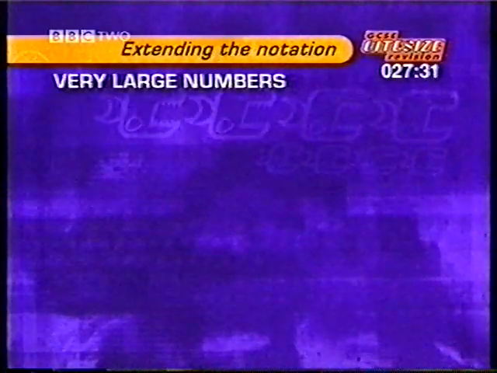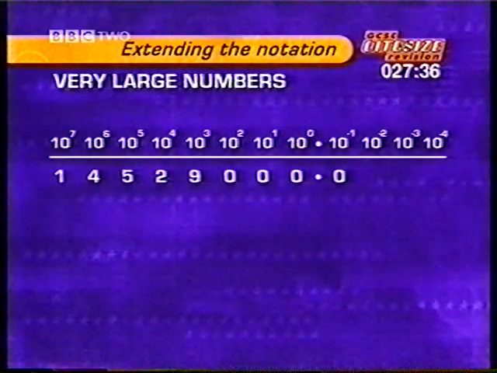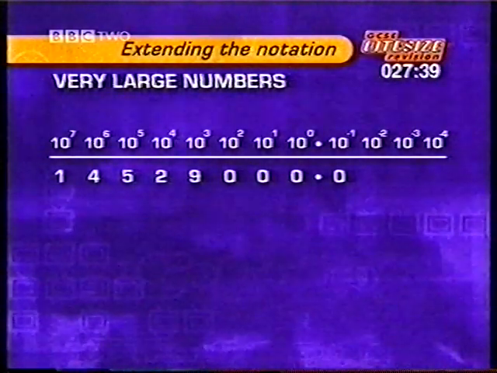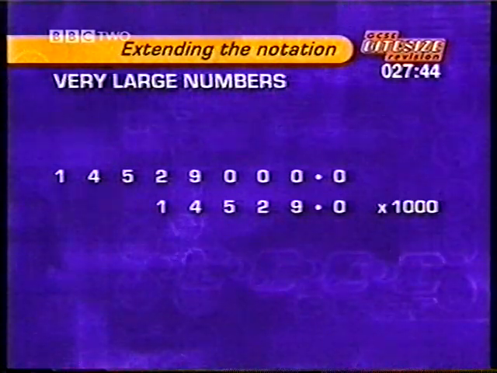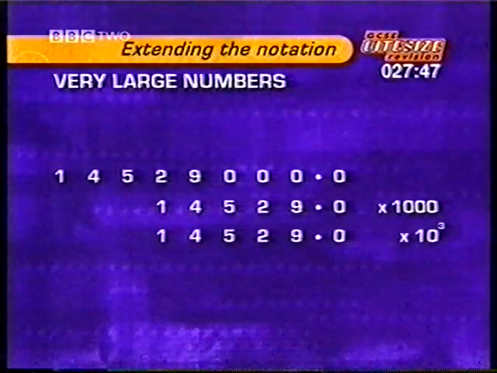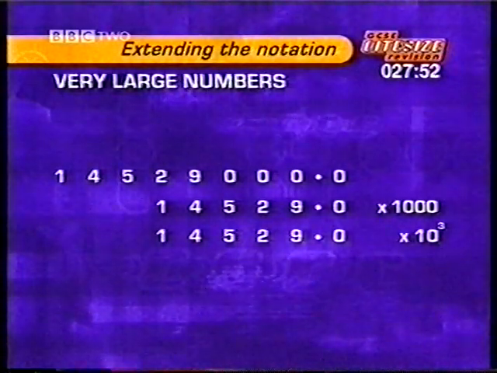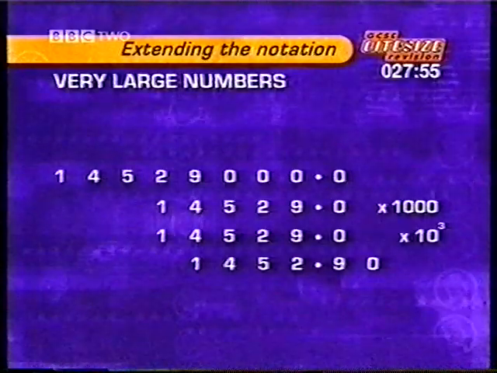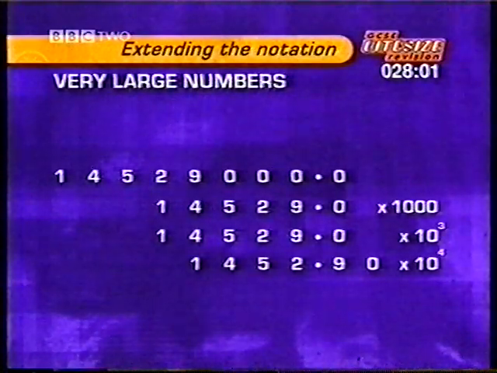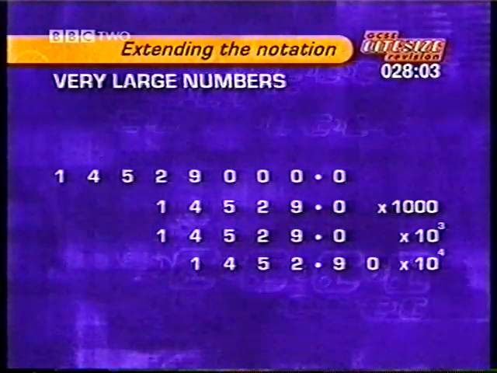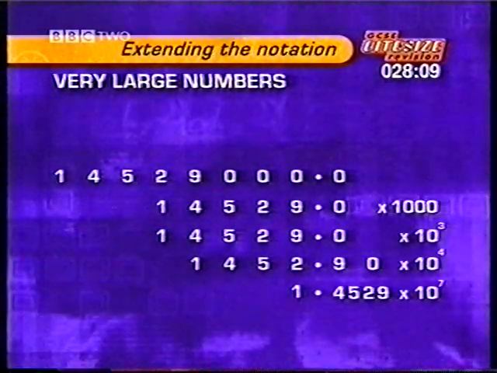Take the large number 14,529,000 with its place value headings. We can remove those zeros by moving the number 3 places to the right, but to compensate we need to multiply the shortened number by 1,000. That's 10 to the power 3. Equally, we can move the number 1 more place to the right to make 1,452.9 times 10 to the power 4, and so on. If we want our number to start in the units column, we compensate by multiplying it by 10 to the power 7.